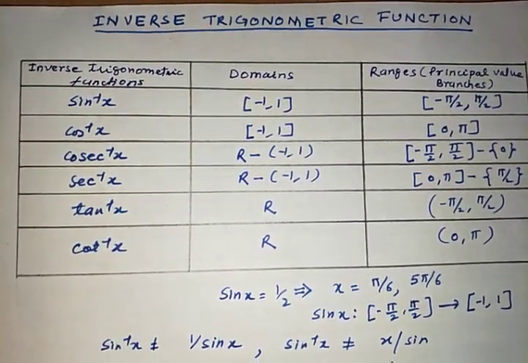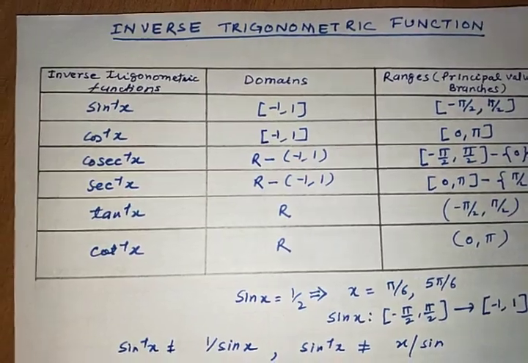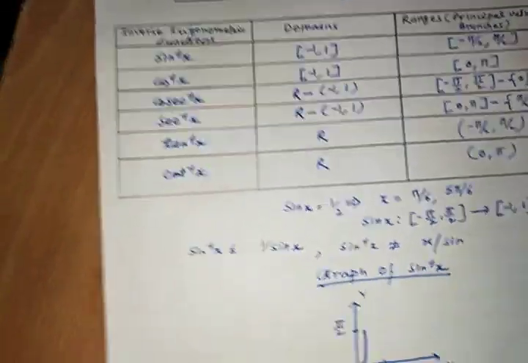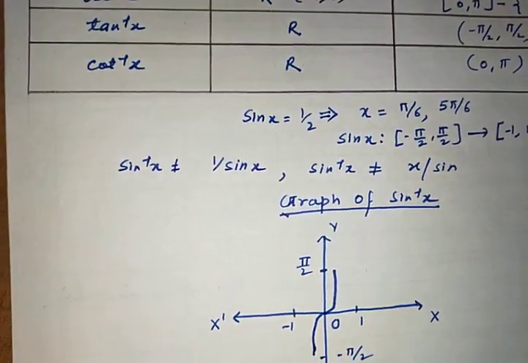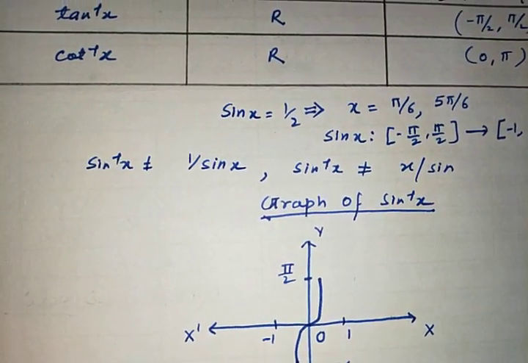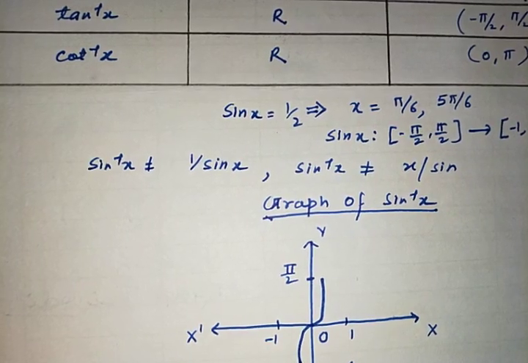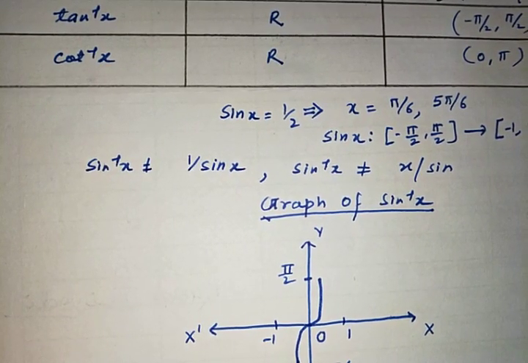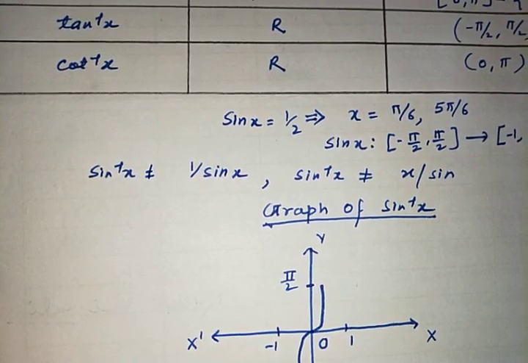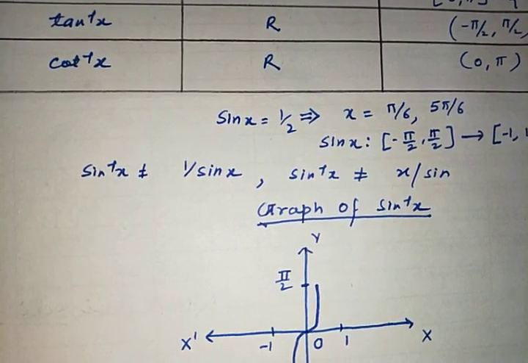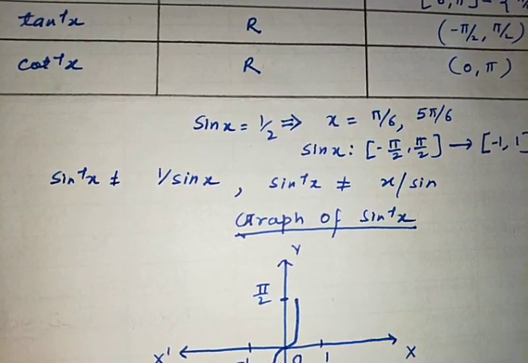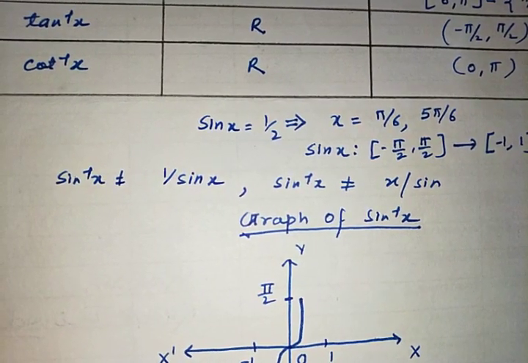Now as our topic is inverse trigonometric function, children, have a look at this example. Sin x is equal to 1 upon 2. If we solve it for 0 to 2 pi, we get x is equal to pi by 6 and 5 pi by 6.